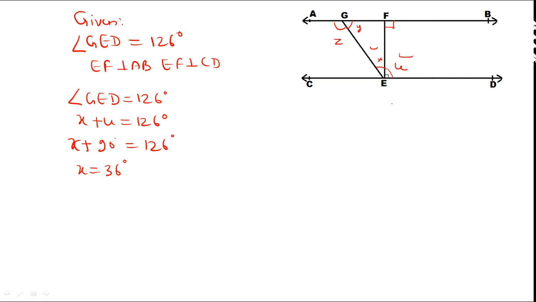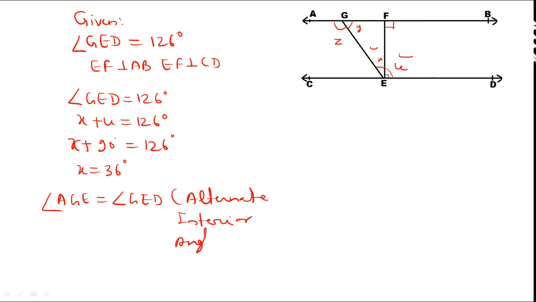So obviously the value of Z will be equal to X plus U, that is GED. Now let me write it once again. Angle AGE will be equal to angle GED. Just see in the diagram. Why? Because they are alternate interior angles. Alternate interior angles are equal when two lines are parallel, right? So the value of AGE will be equal to 126 degrees.